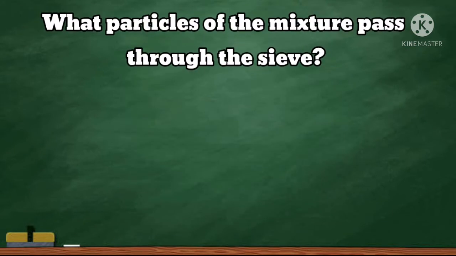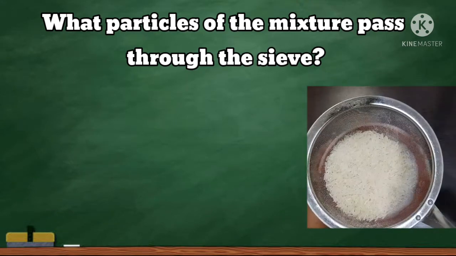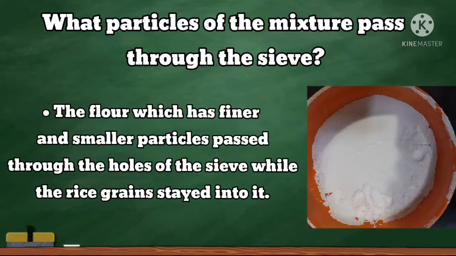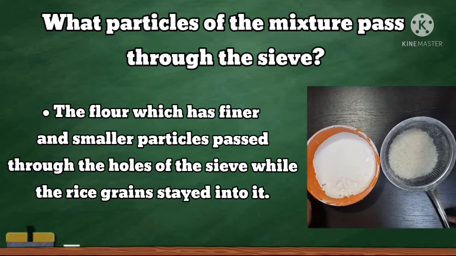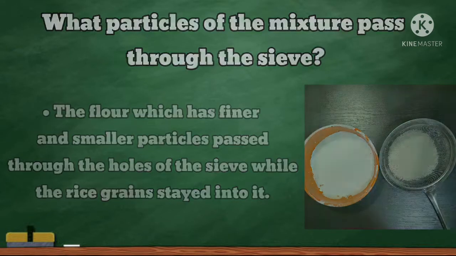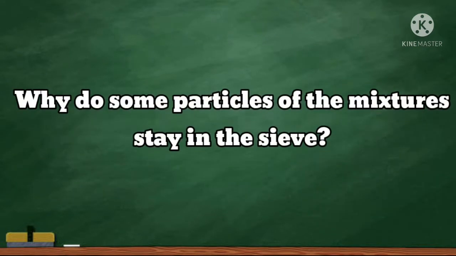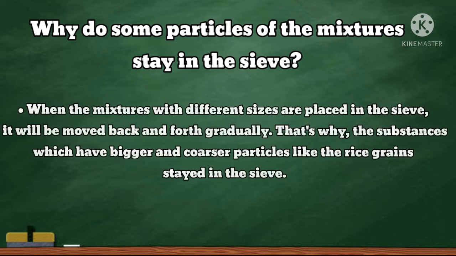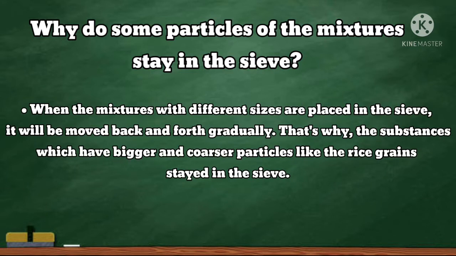Question: what particles of the mixture pass through the sieve? Based on your activity, the flour has finer and smaller particles that pass through the holes of the sieve while the rice grains stayed in it. Next, why do some particles of the mixture stay in the sieve? When mixtures with different sizes are placed in the sieve, it will be moved back and forth gradually. That is why the substances which have bigger and coarser particles like the rice grains stayed in the sieve.